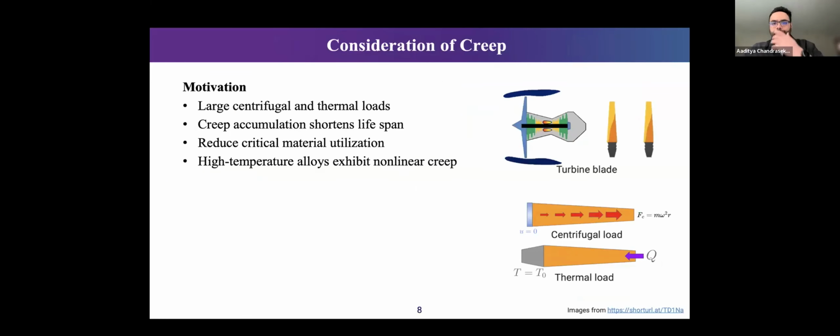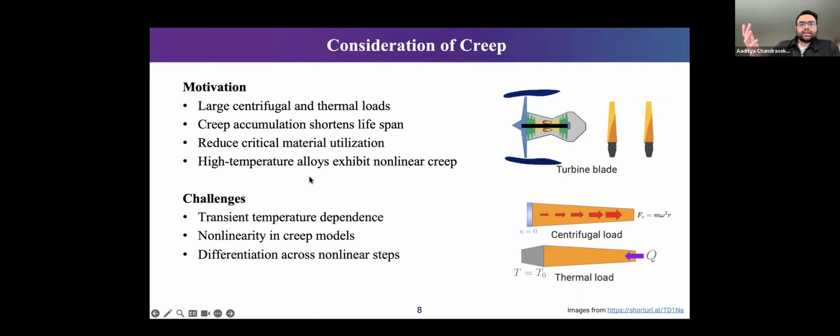The next step was, okay, now that we have this baseline, can we do creep? The idea behind creep is that, again, these turbine blades are cyclical, they undergo large centrifugal loads, and then creep accumulates over the large lifespan of the device. So you want to really ensure that you maximize the operating time of these blades. The challenge from an optimization perspective is that it's a transient problem with a really large time span that we are looking at. It's a highly nonlinear problem, and these nonlinear transient multiphysics add to the complexity.